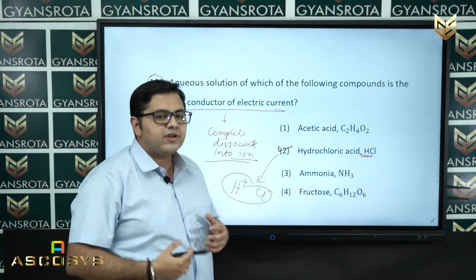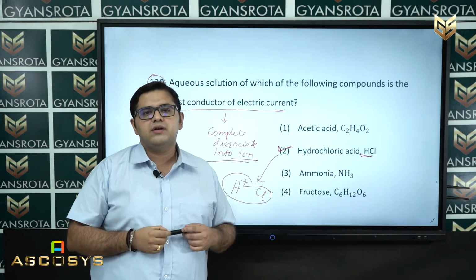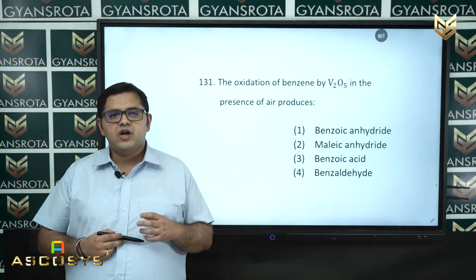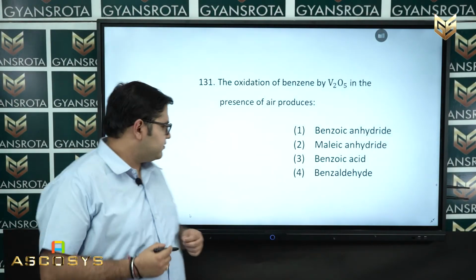Now we are moving to the next question, that is question number 131. Question number 131 is on your screen. The oxidation of benzene by vanadium pentaoxide in the presence of air produces. Now we are moving to the solution part.